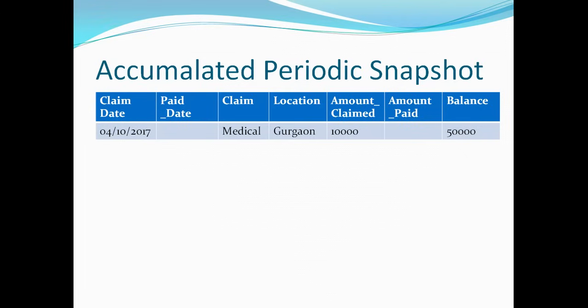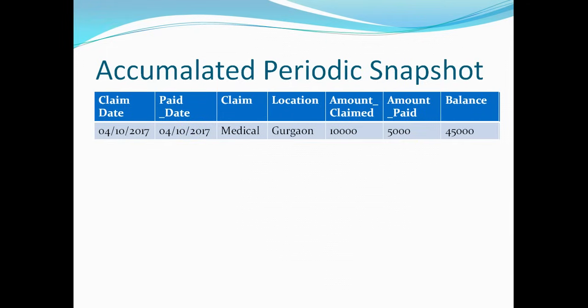Now the company will do their analysis and see whether it's legitimate to transfer the entire amount, or if it's a fraud claim, or if they have inflated the amount. Ideally the amount claimed should have been 8,000, but he has inflated it to that extent. After their analysis is done, they will pay me the claim. So the paid date has changed. They actually processed it on the same date. The amount claimed was 10,000, but the amount paid was 5,000, and my balance is 45,000 now.